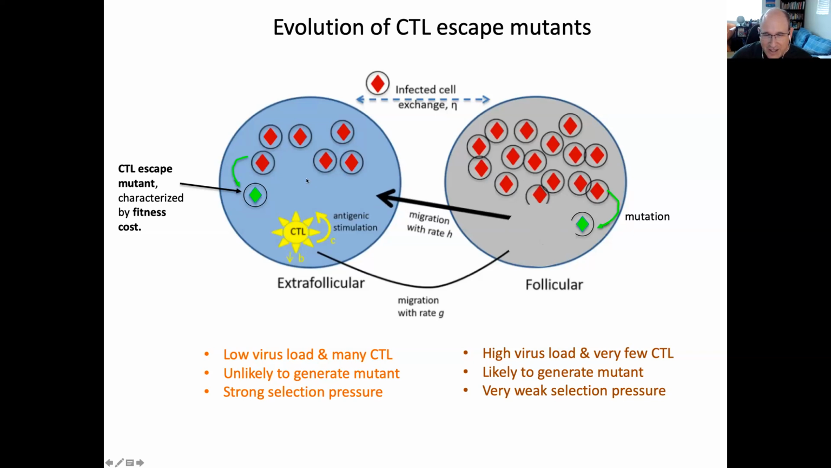On the other hand, in the extrafollicular compartment, you have huge selection pressure, because you have the CTL that constantly kill the cells. So if you've got an escape mutant, it has an instant advantage and rises to high levels. On the other hand, there's very little virus in here, because the CTL kill it. And if there's very little virus here, the probability to generate a mutant is low. So you've got kind of interesting things going on here, and we wanted to explore what happens.